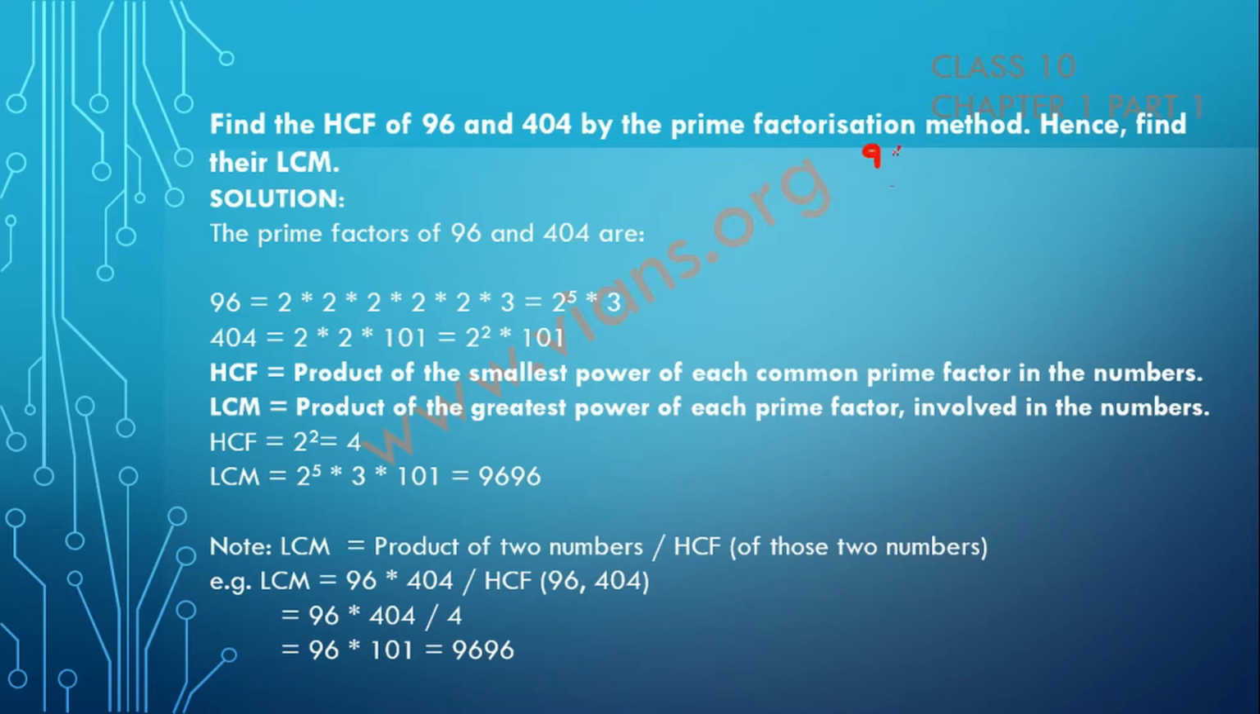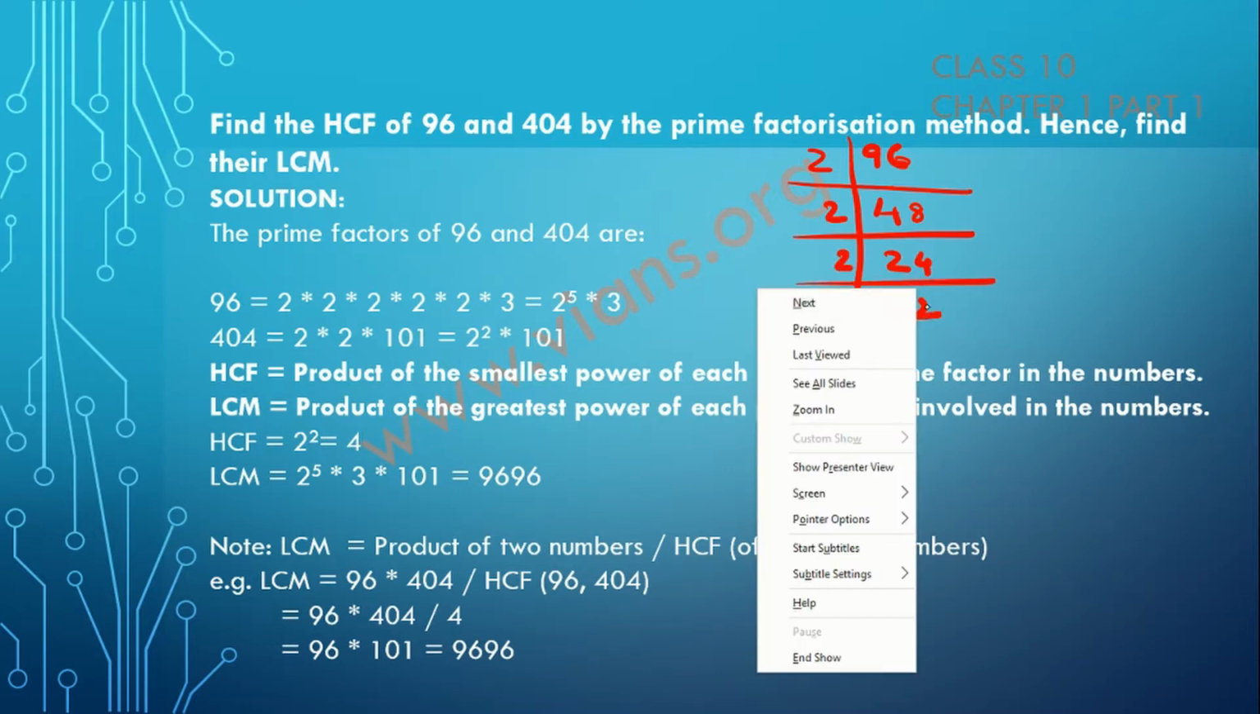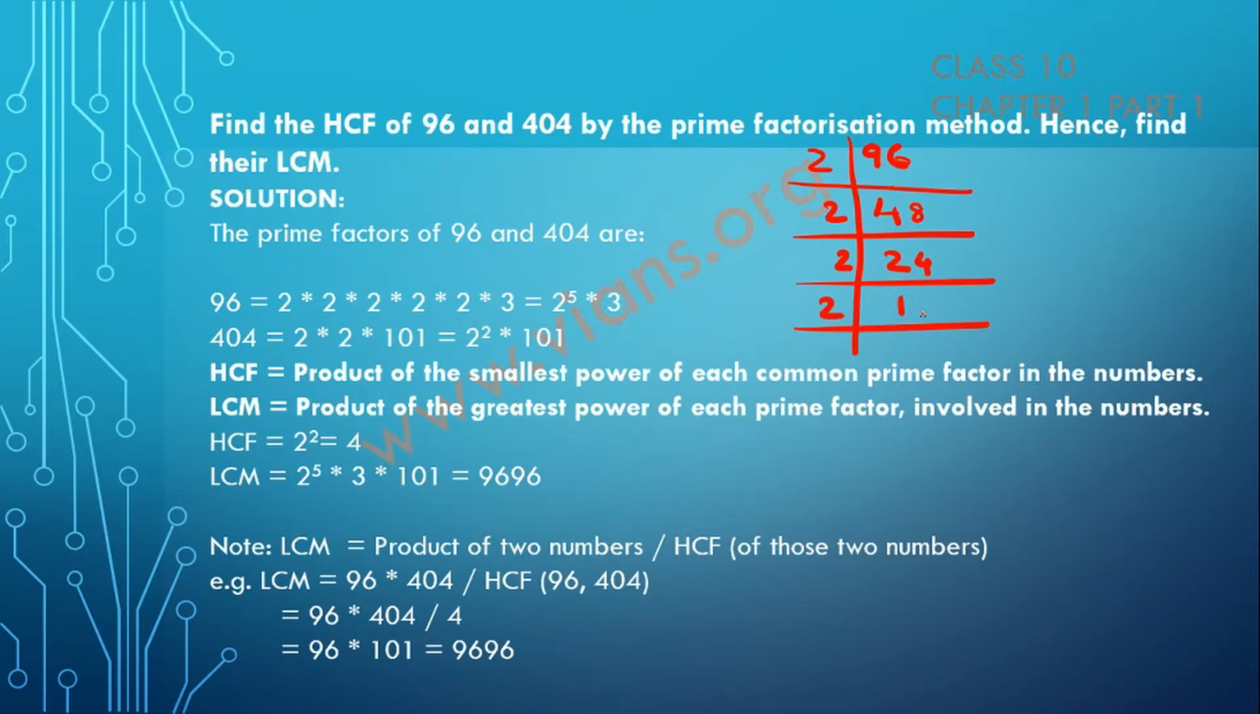So 96 has to be divided by 2. We know it's ending in 6, so it has to be divided by 2. So 2 4s are 8 and 2 8s are 16. Now this is again divisible by 2, because if it's ending with 2, 4, 6, 8 or 0, it has to be divisible by 2. So 2 2s are 4, 2 4s are 8. Again this is ending in 4, so it's divisible. 2 1s are 2, 2 2s are 4. Again, it's ending on 2. 2 6s are 12, that's 2 3s are 6. 3 1s are 3. So that's 96.